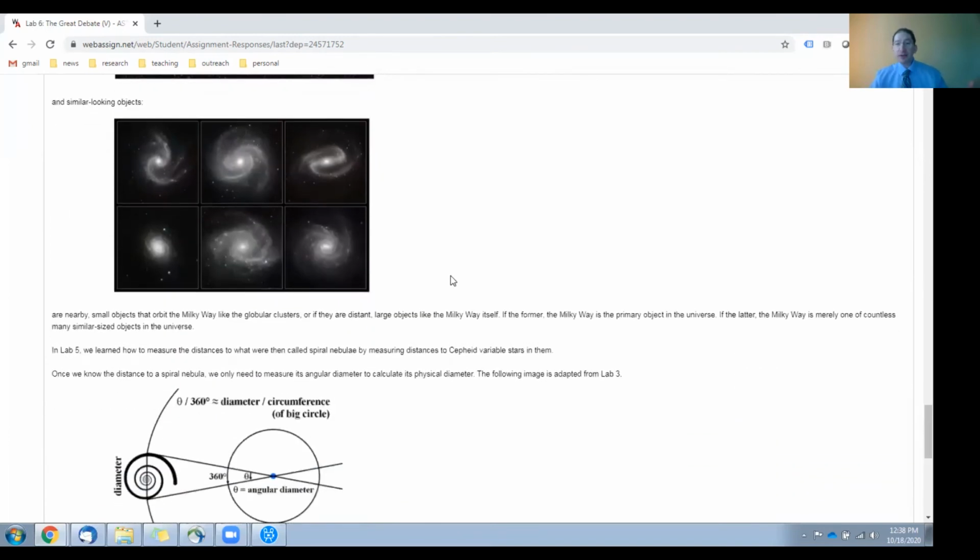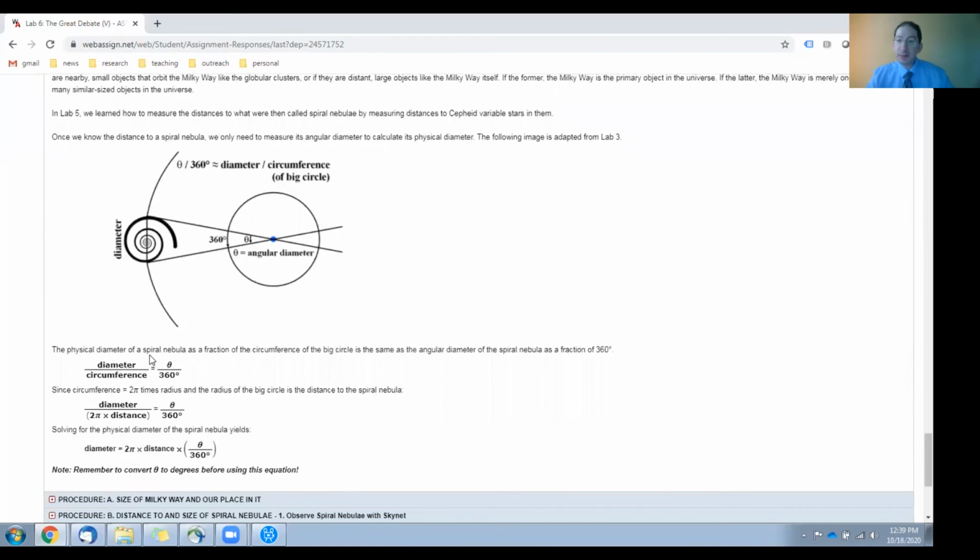And in this lab, you're going to image a handful of spiral nebulae. And then, as we did in Lab 5, you're going to use a Cepheid variable star to measure the distance to that spiral nebula. And then you're going to load your image in Afterglow and measure its angular size. You can then use the distance that you measured from the Cepheid and the angular size that you measured from Afterglow to figure out the true physical intrinsic size of the galaxy.